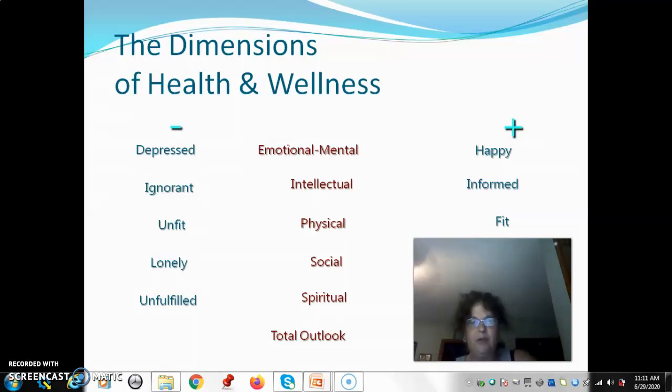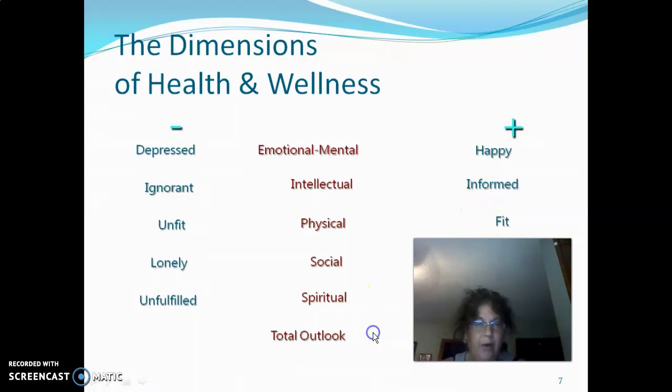And then my spiritual wellness. Am I feeling fulfilled? Sense of value, sense of belief system? Or am I feeling unfulfilled? Again, they're all connected. So then you look at your total outlook, which is either positive or negative in terms of your total outlook.